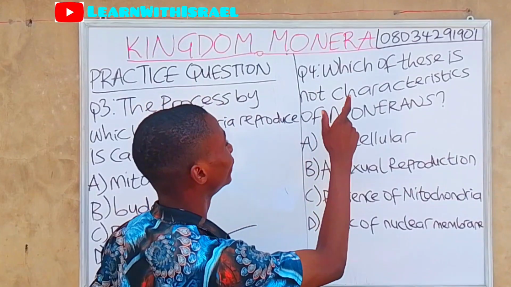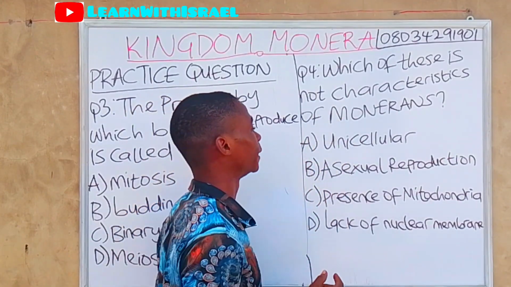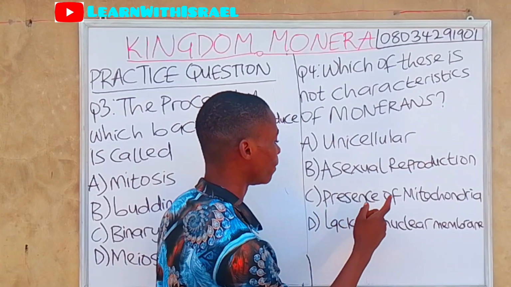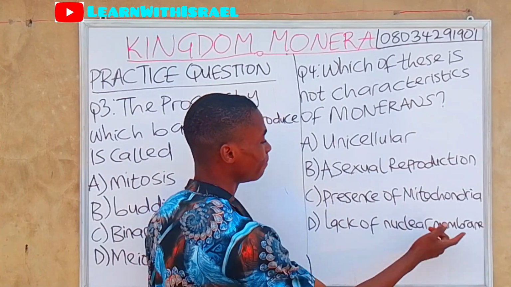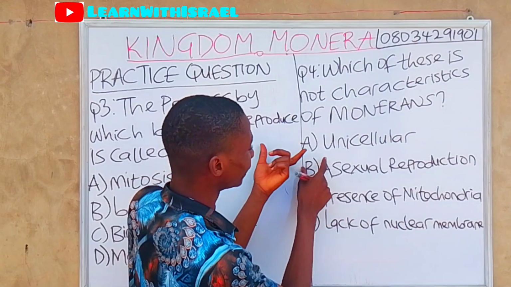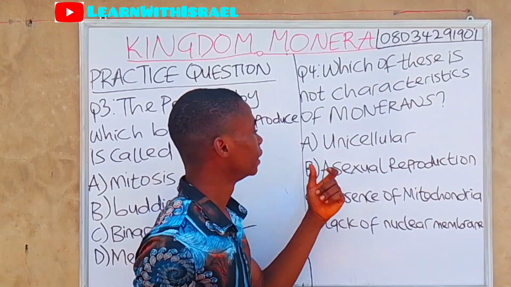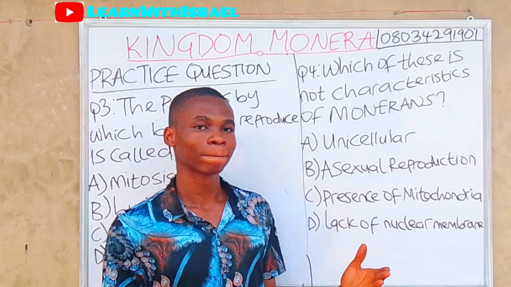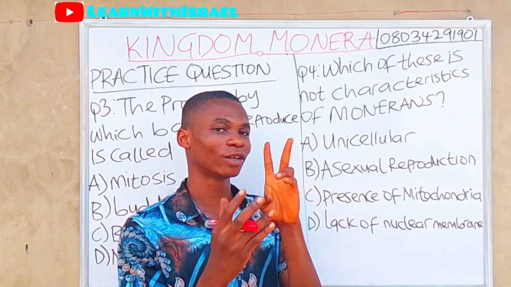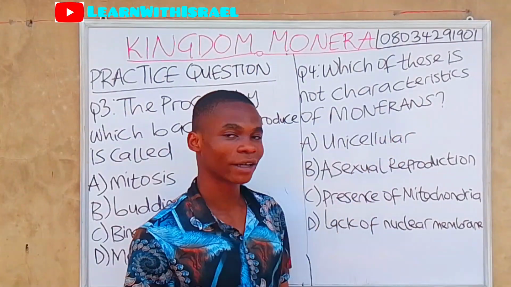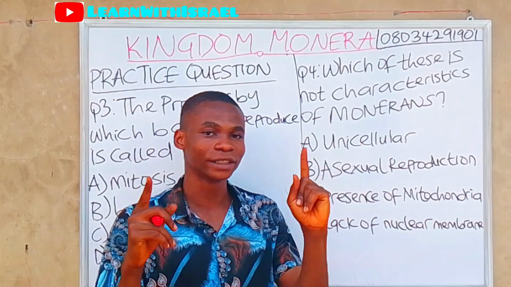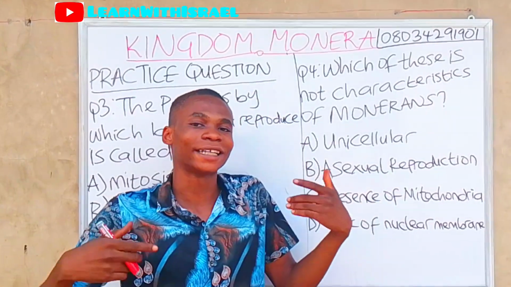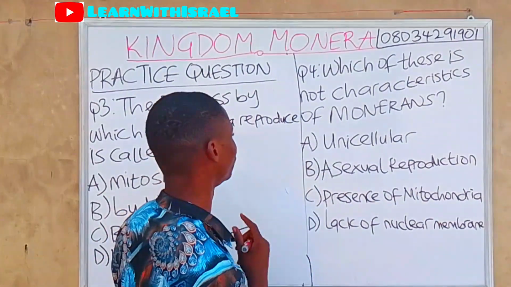Question 4. Which of these is not a characteristic of Moneran? A, unicellular, B, asexual reproduction, C, presence of mitochondria, D, lack of nuclear membrane. So let's start from option A, unicellular. Yes, Moneran are unicellular. We have 7 characteristics which I listed out the other time. Unicellular organism also means one-cell organism. Asexual reproduction, yes. They reproduce asexually with the use of binary fission.